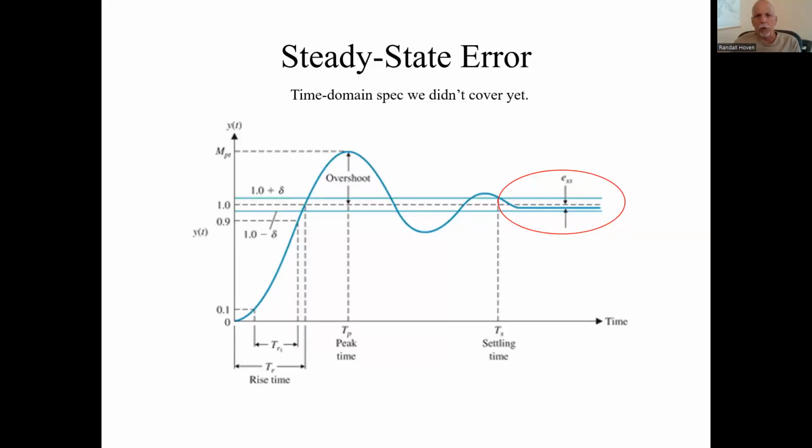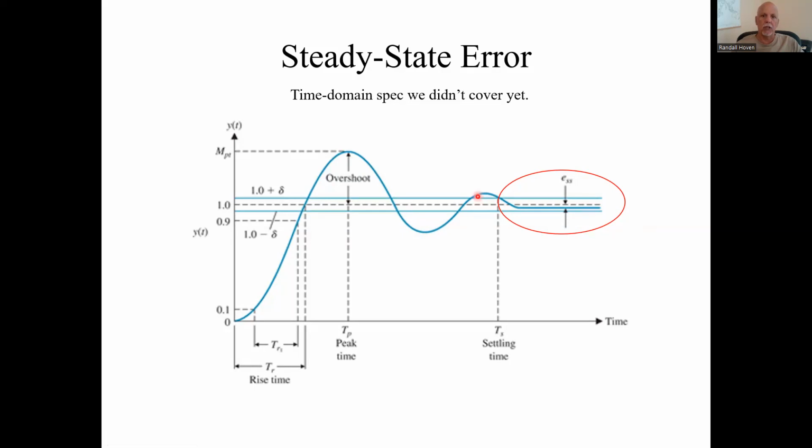Now we'll talk about a new performance measure called steady state error. Up to now, we talked about other performance measures in previous videos, and they all had to do with the behavior of the system up to the point where it settles. So that was the transient response phase. The steady state error is out here in steady state, meaning as time goes to infinity.